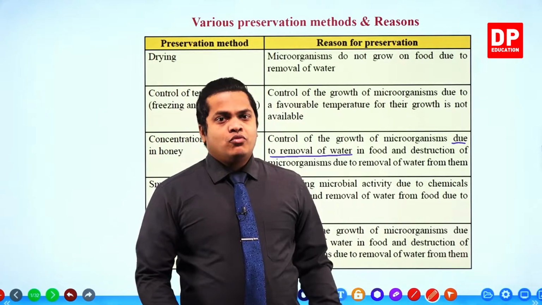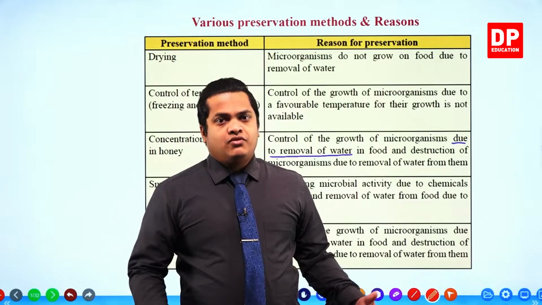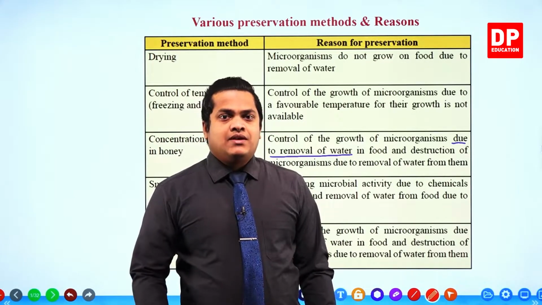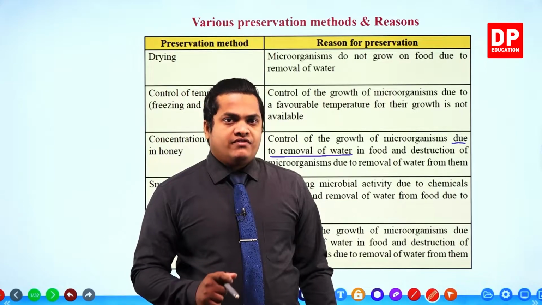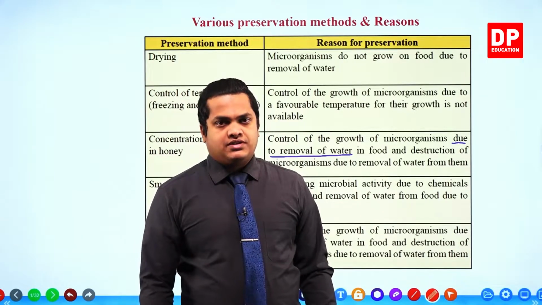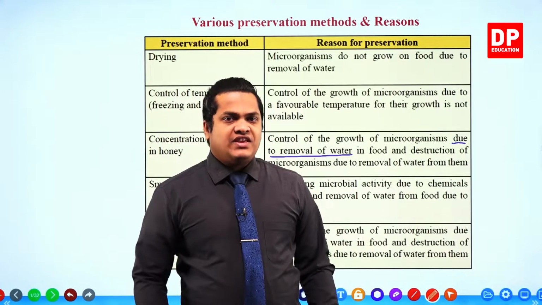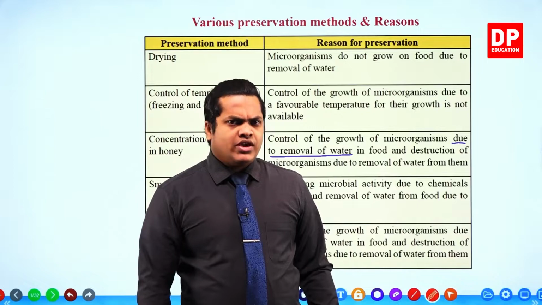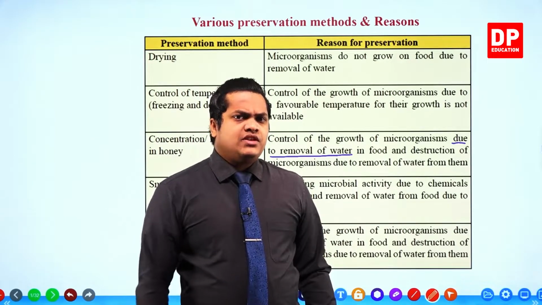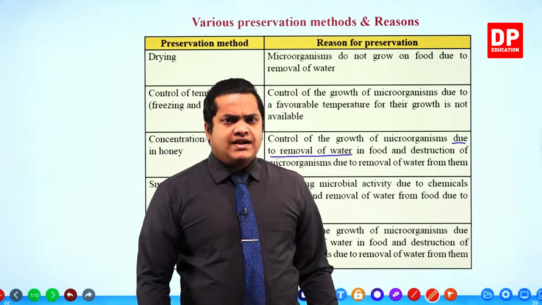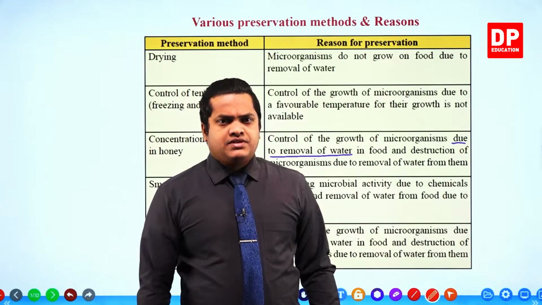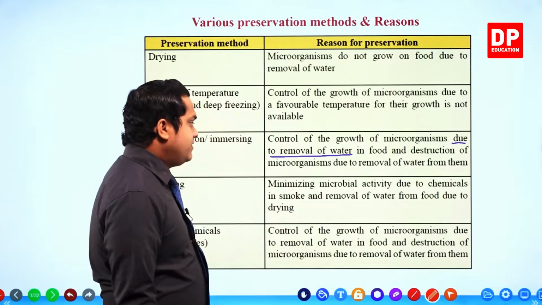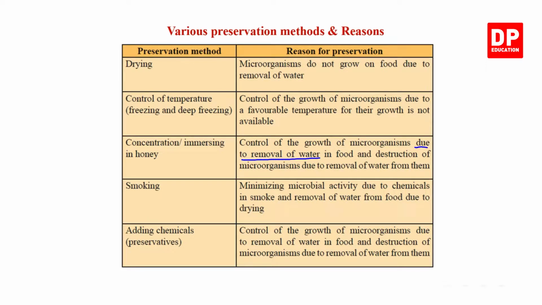Upon the removal of water, my dear children, the food item is getting preserved, because water is an important factor for the growth of microorganisms. So by the reduction of water, we inhibit the growth of microorganisms. It's really simple. So upon smoking also, we are going to reduce the amount of water level. By that way, we can preserve the food item. Here this is given: minimizing the microbial activity due to chemicals in smoke and removal of water from food due to drying.